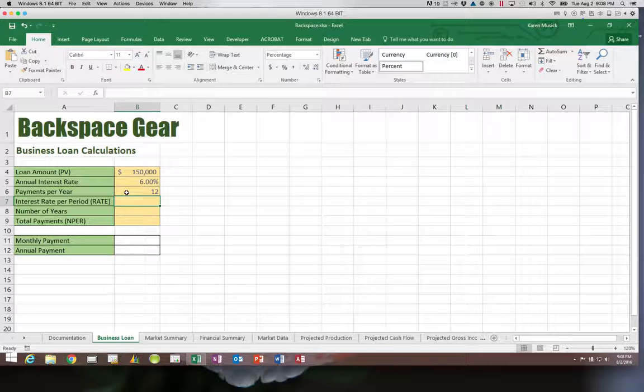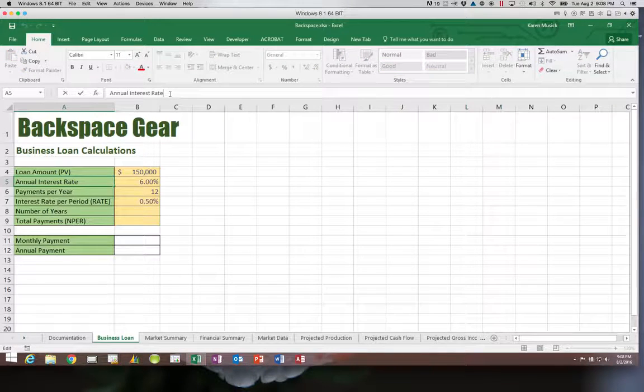And in order to calculate that, we're going to enter a formula. It's going to equal the annual interest rate divided by the number of payments in a year. And that will give us the interest rate per period. Now, this annual interest rate sometimes is referred to as the APR. So if you see that terminology, that does mean the same thing.